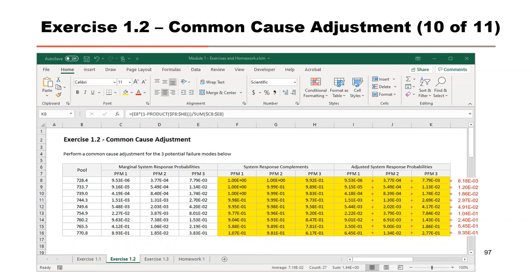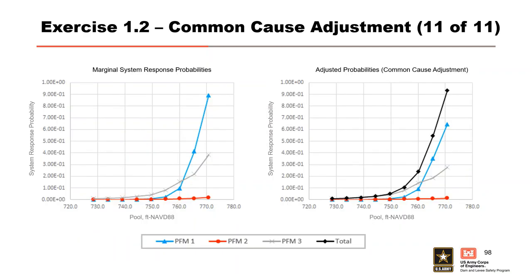When done correctly, summing the potential failure modes probabilities at each given stage will give you the following values, which are equal to the value that would be obtained using De Morgan's rule. Comparing the plots of the marginal system response to the common cause adjusted system response, you can see that the probabilities for all three failure modes have been reduced.